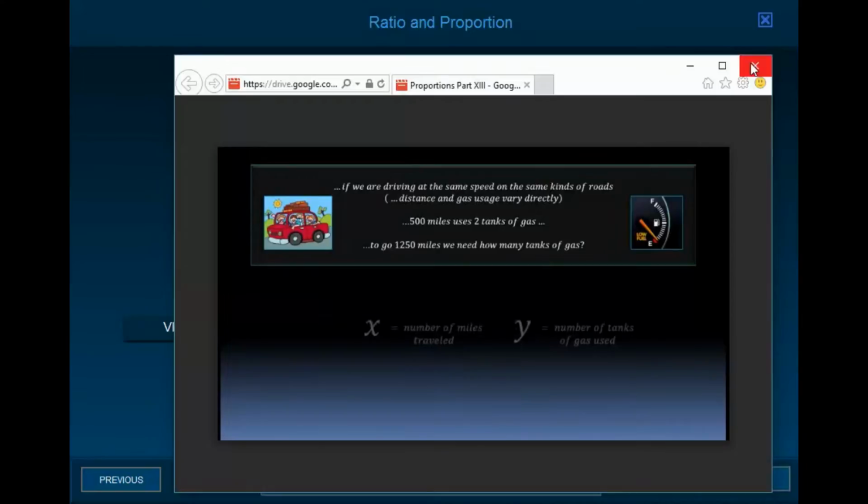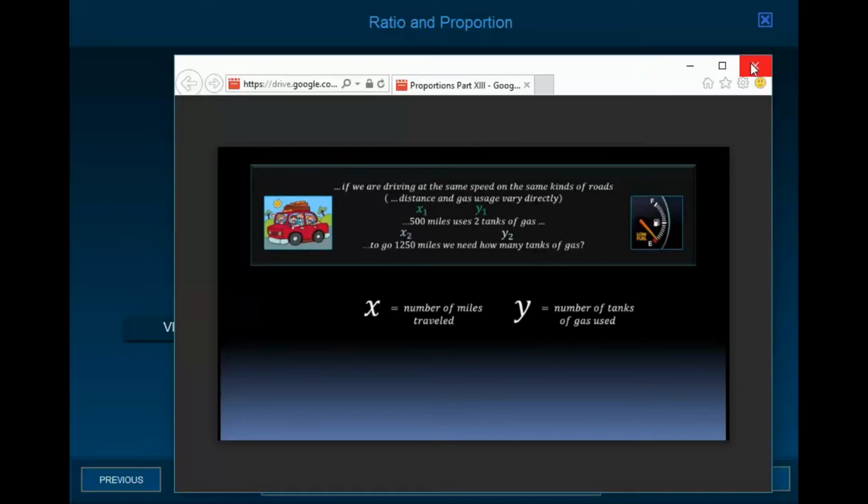We begin by letting x equal the number of miles traveled and y equal the number of tanks of gas that are used. We can think of 500 miles as x sub 1 and 2 tanks of gas as y sub 1, and 1,250 miles as x sub 2, and how many tanks of gas we need to go that distance as y sub 2.